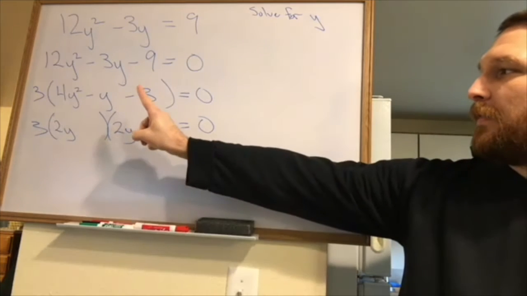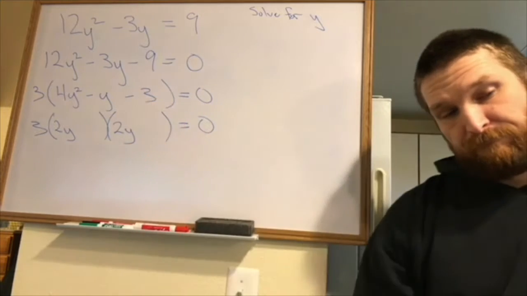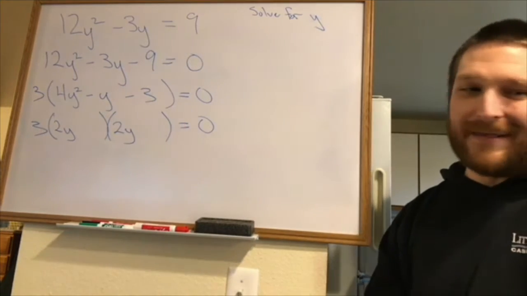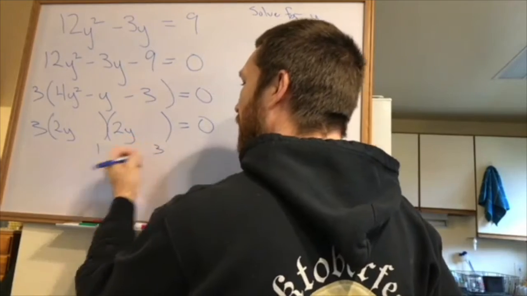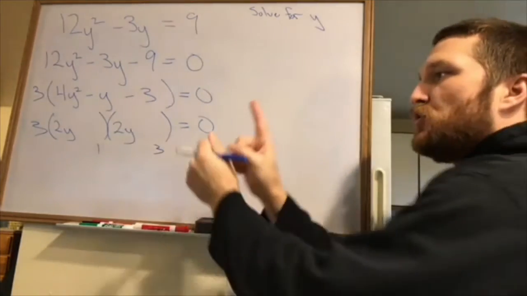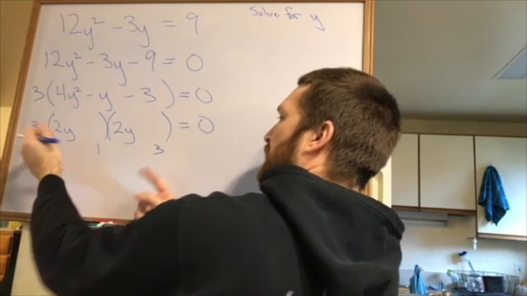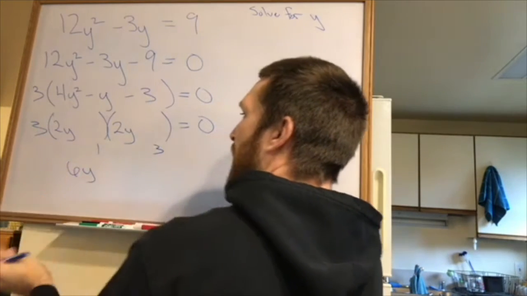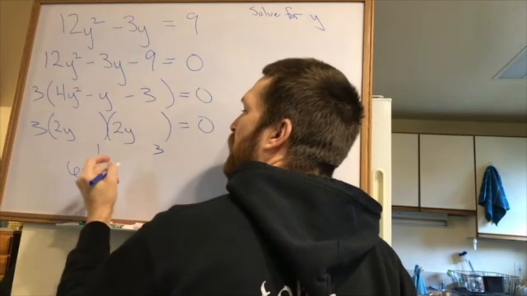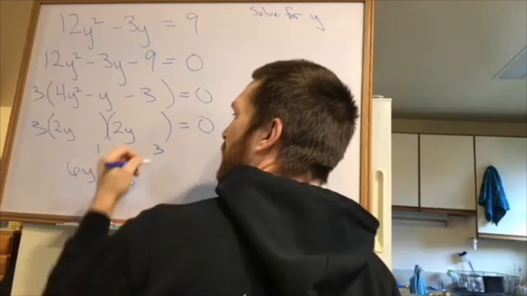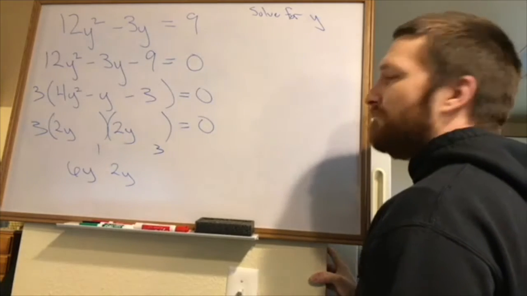Now, what about this guy? 3 and 1. That's the only way to do it, right? A 1 and a 3. So I'm going to do that. Okay, so when I do my outer multiplication, what do I get? 6y. And then the inner multiplication gives me 2y. Is there any way to combine those to get 1y? No, I'm not seeing it.